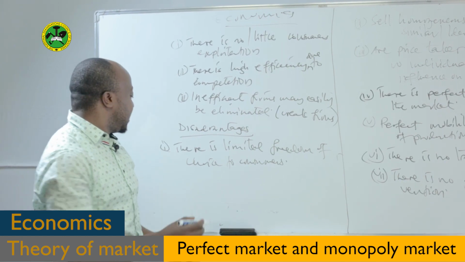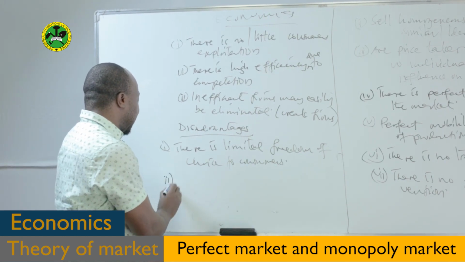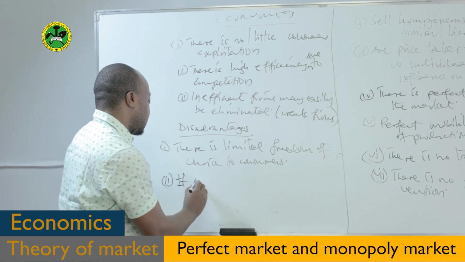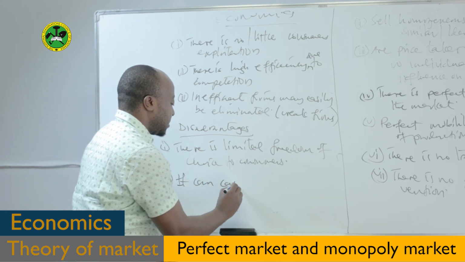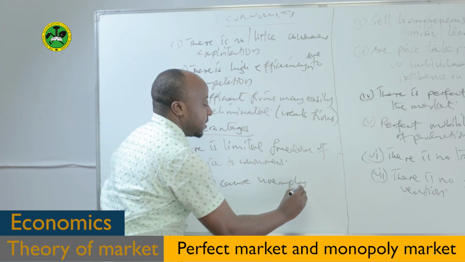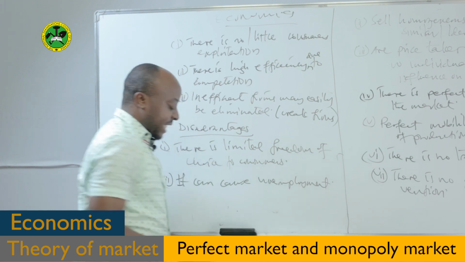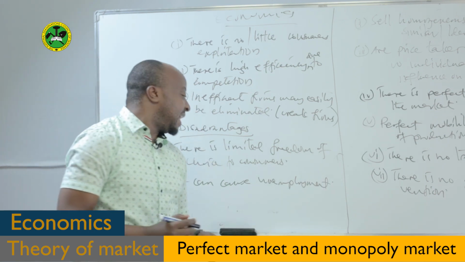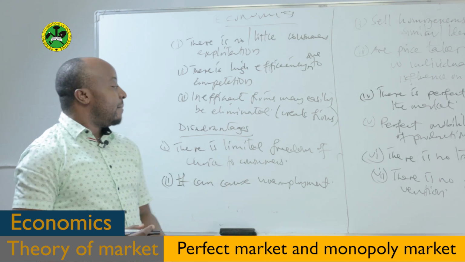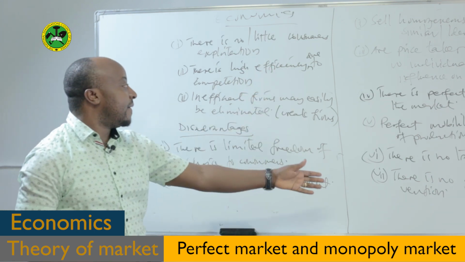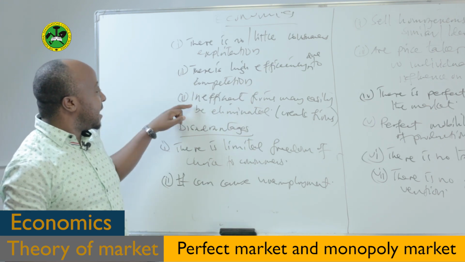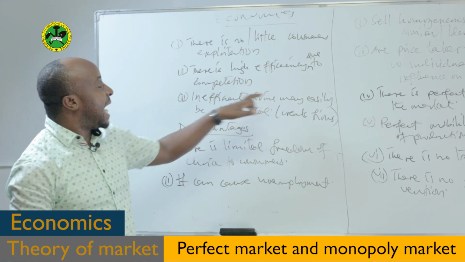And the other disadvantage of this market is that it can cause unemployment, or it can lead into unemployment. So it is very possible for this market to cause unemployment. Why? Because we said due to high competition, there is the possibility of inefficient firms being eliminated. Inefficient firms are easily eliminated.